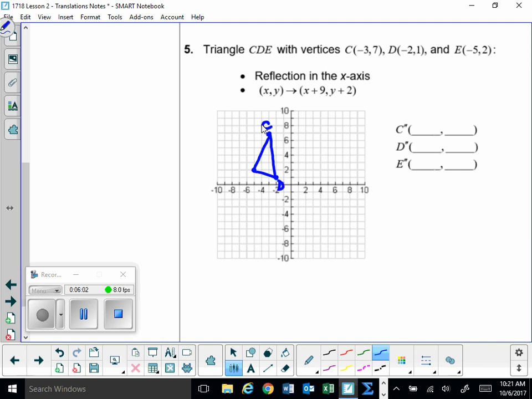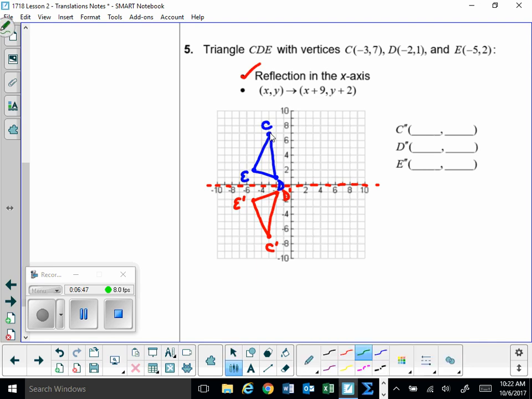C, D, and E. Now, when you get these problems where they ask you to do more than one transformation, you have to do them in order. If you do them out of order, you will get the wrong answer. So we have to start with reflecting in the x-axis. Here's my x-axis. So I am going to reflect in that x-axis. Let's see, D is 1 above, D prime will be 1 below. C is 7 above, C prime will be 7 below. E is 2 above, E prime will be 2 below. Done.